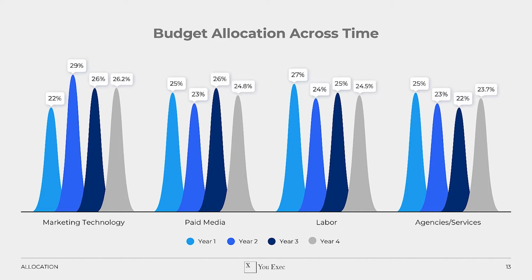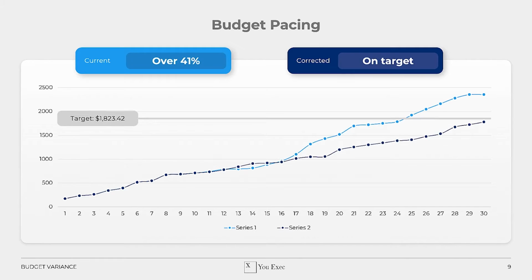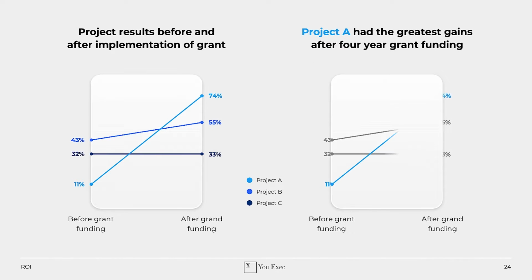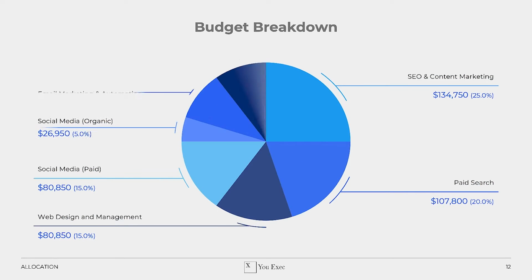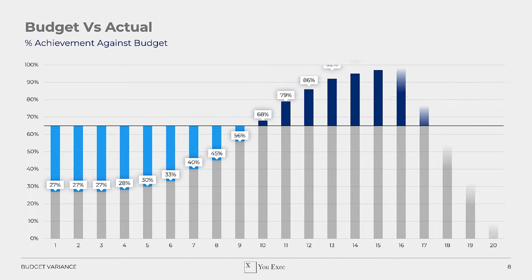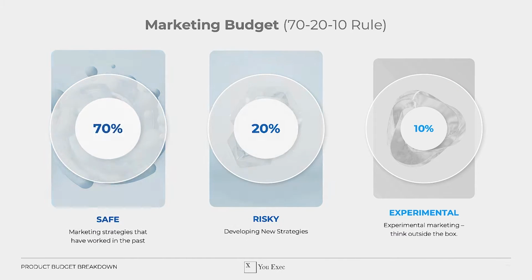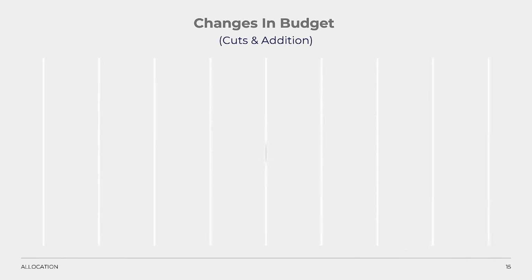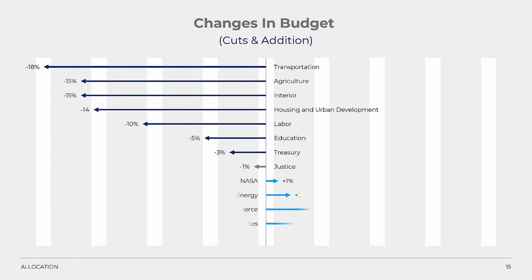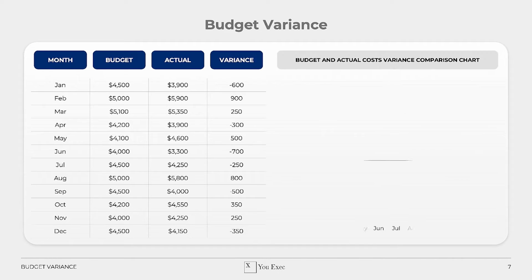Organizations often face challenges when their actual spendings deviate from their planned budgets. The identification of discrepancies between anticipated and realized expenses, the optimization of budget distribution, and the regulation of budget pacing are critical to a company's financial tactics.